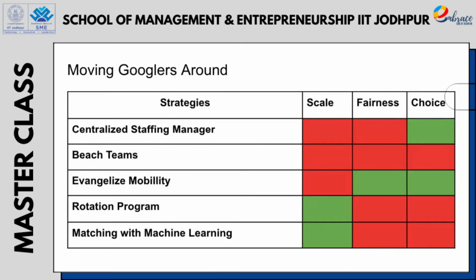One typical way in which any organization can move its human resources is by appointing a central staffing manager, like a traffic cop who directs this movement from one place to the other. Apart from using a centralized staffing manager, another strategy is this idea of bench teams.